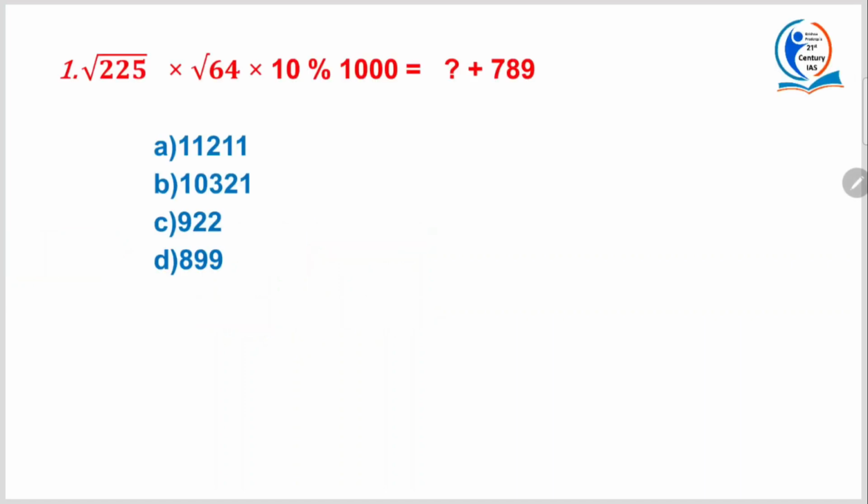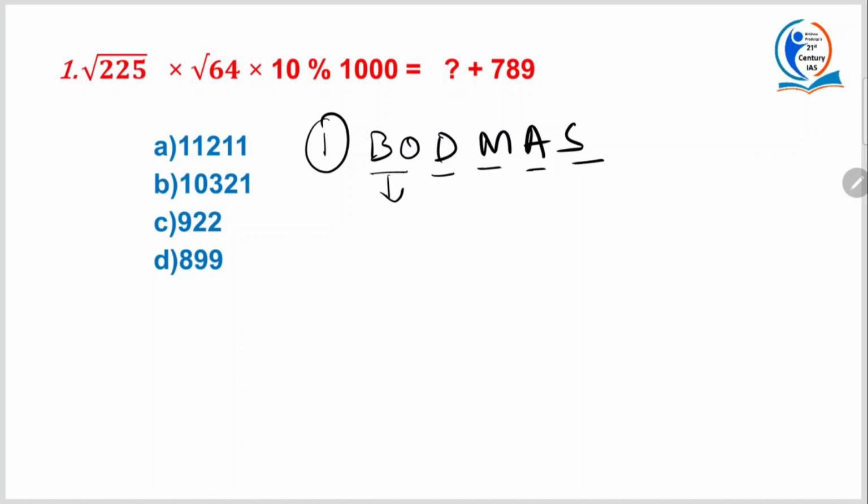But before we solve this, I would want to tell you 2 points. One is the BODMAS rule. Now, what is this BODMAS rule? This is used for simplification of equations. Now, what is BODMAS? It stands for Bracket Of, D stands for Division, M for Multiplication, A for Addition, and S for Subtraction. We've all learned this in school, but this is a revision.